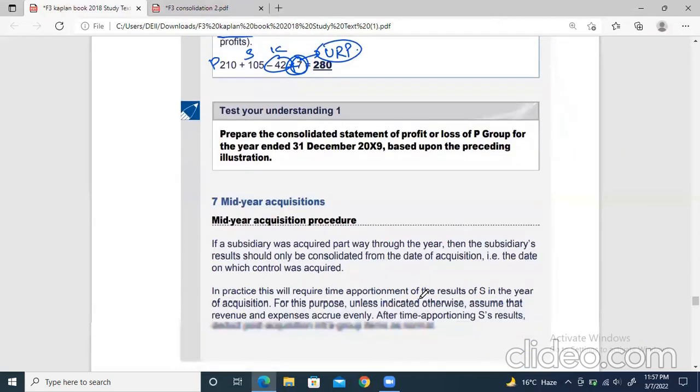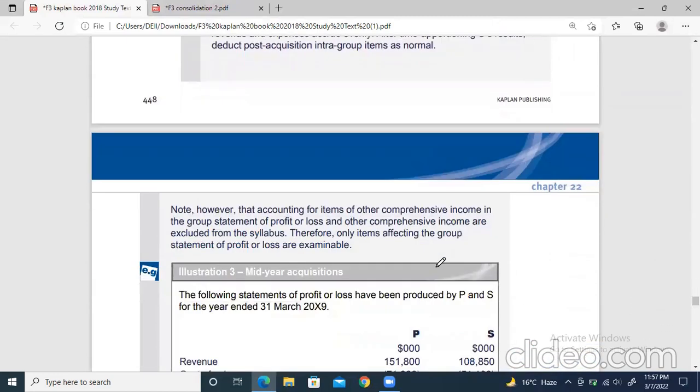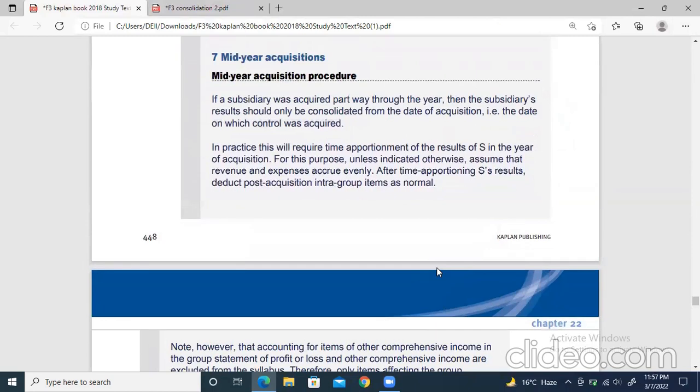Okay, now let's see this mid-year acquisition as well. Let's see what it has discussed, because I just told you it is much more serious over here. It was not serious in financial position. This topic is more important over here as well. But just give me 30 seconds. Let me plug in my laptop charger. And after that, we'll discuss this.